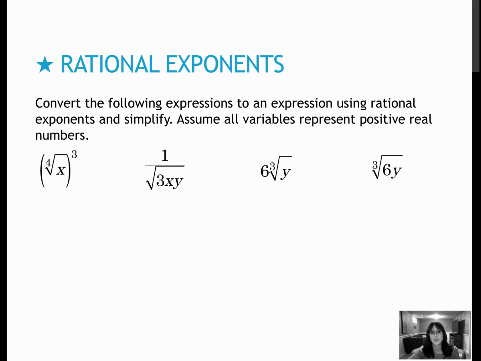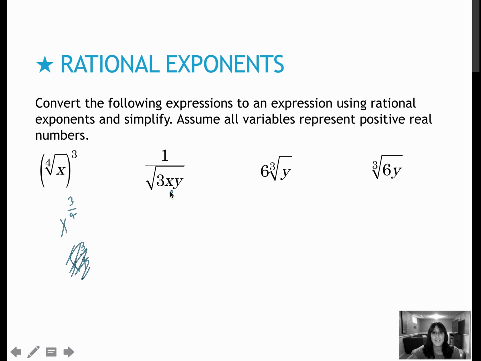Here are 4 for you to try. So try all 4, then press play to see how you did. For the first, I have x, I have the 4th root and to the 3rd power, so that's x to the 3/4. Be very careful when you're writing these, because if I write x to the 3/4 like this, it looks like x times 3/4. It gets a little bit crazy, so make sure it is an exponent.